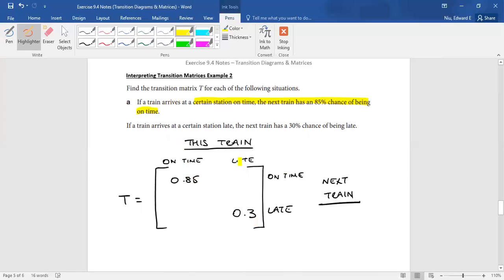So if you've created this matrix correctly of on time, late, for a train to be on time, there's an 85% chance of it being on time again. So that's why we've got the 0.85 here.